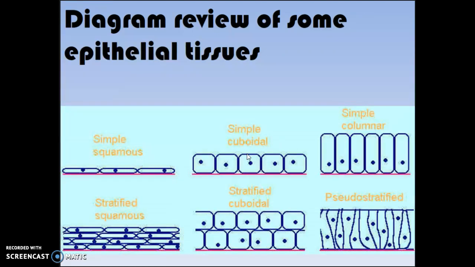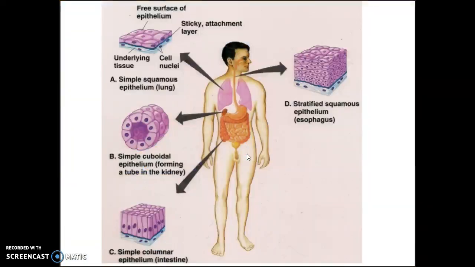All right, so some review, super simple diagrams. Check these out, practice them. There's a nice little 1950 diagram of different places where you can find these things. Simple cuboidal, lining the kidney. Simple columnar in your intestines. Stratified squamous in your esophagus and the outside of your skin. Again, simple squamous lining the lungs.